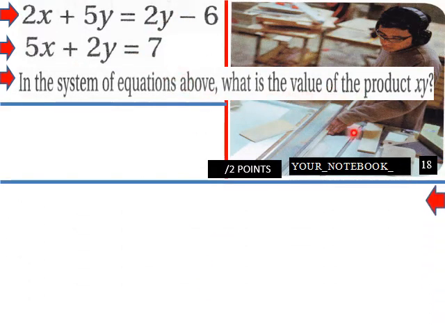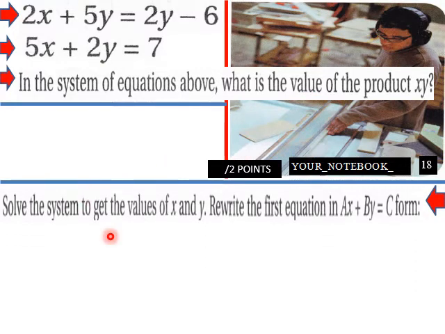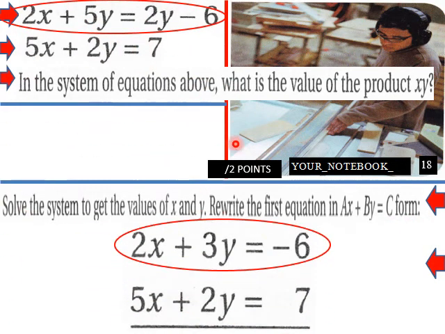Here's another combination. What is the value of the product of x, y? Solve the system to get the values of x, y. Rewrite the first equation in ax plus by equals c. So we have to move this one over here. 2x plus 3y equals negative 6. We moved our 2y over there.